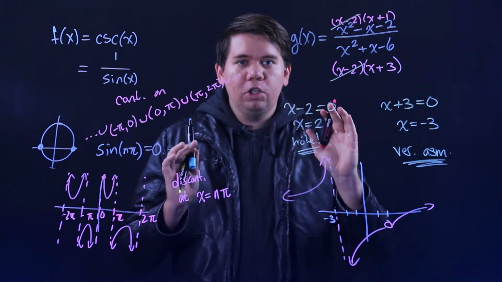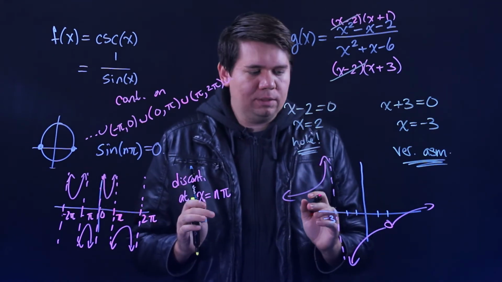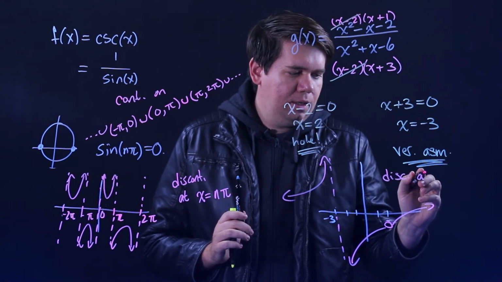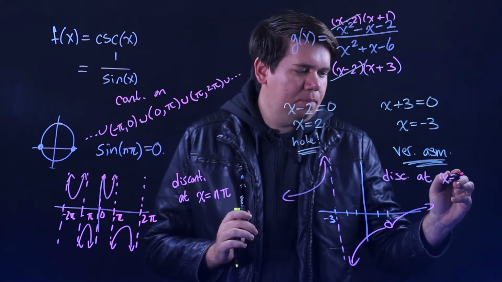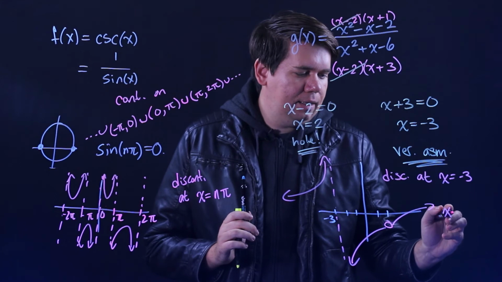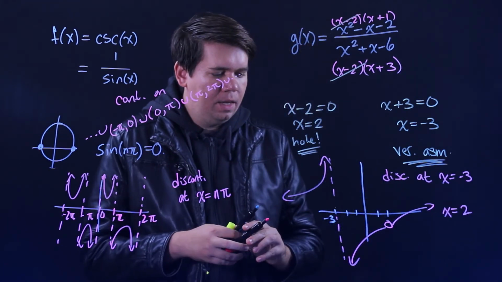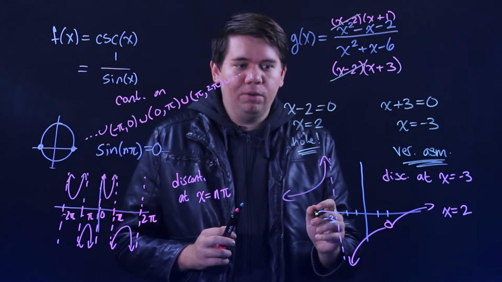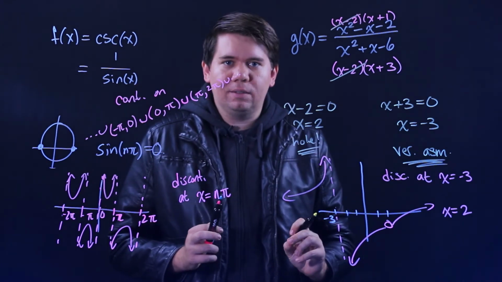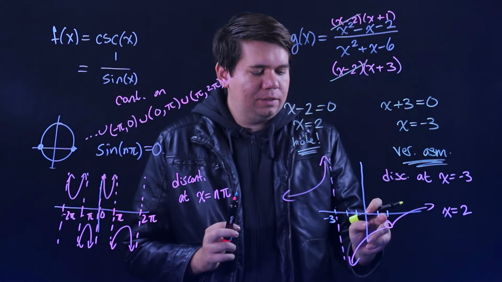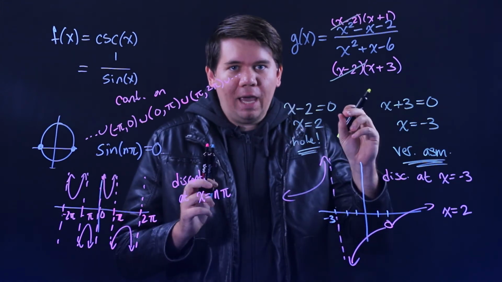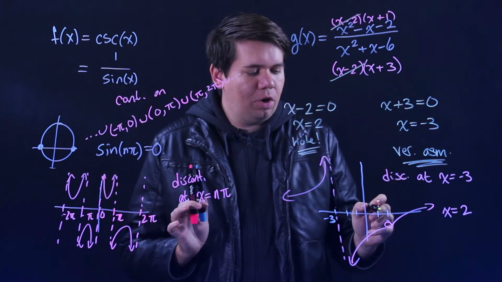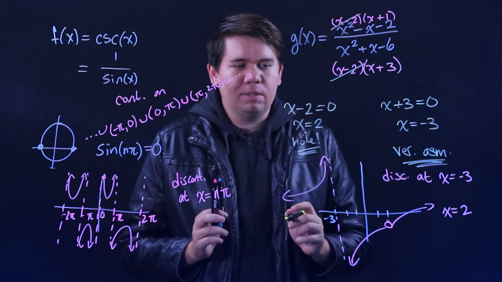So this graph has two places where it's discontinuous. This is discontinuous at x equals -3 and at x equals +2. At -3, this is a non-removable discontinuity. There's no way to get rid of it. But at 2, notice this is a removable discontinuity. If you were able to just plug in one point, you would be able to get rid of that discontinuity, so we call that a removable discontinuity.